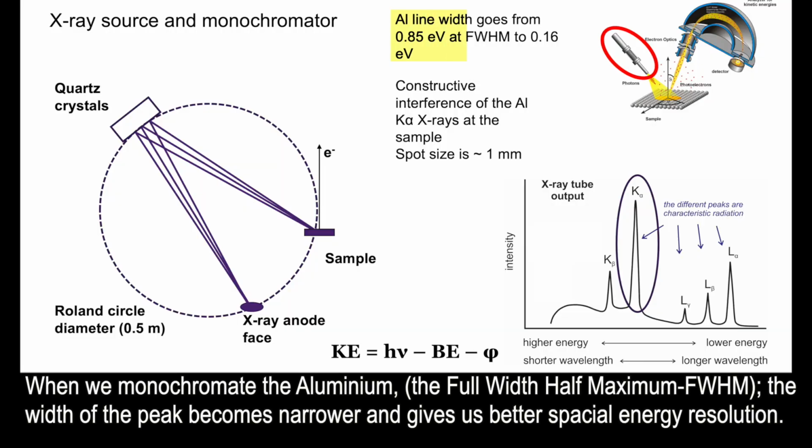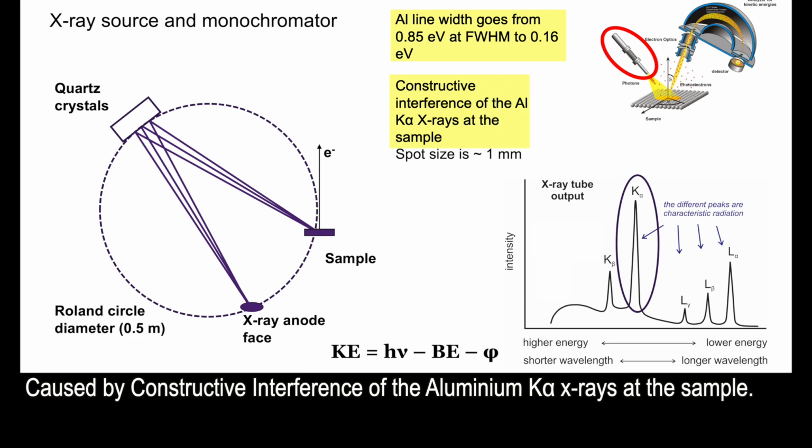So when we monochromate the aluminium, the full width half maximum, so that's the width of the peak, gets narrower, and that gives us better energy resolution. And it's caused by constructive interference.